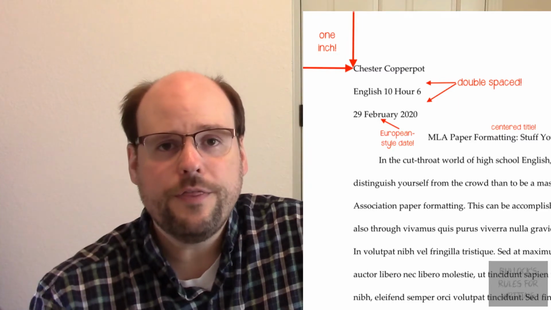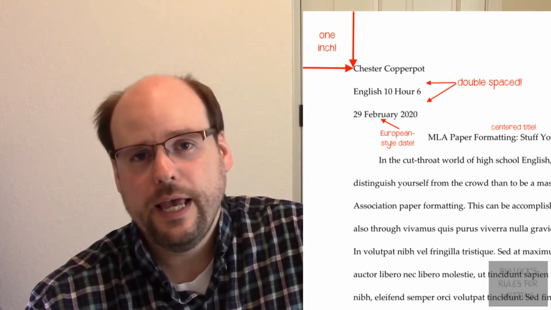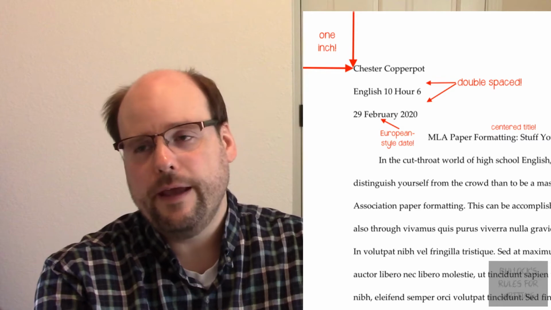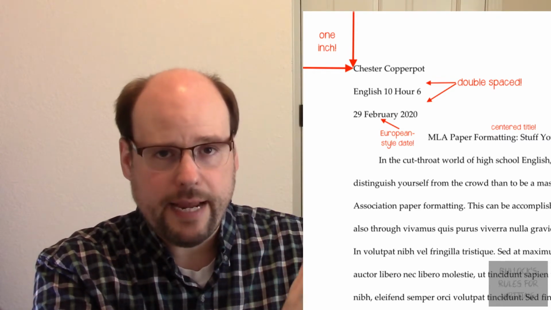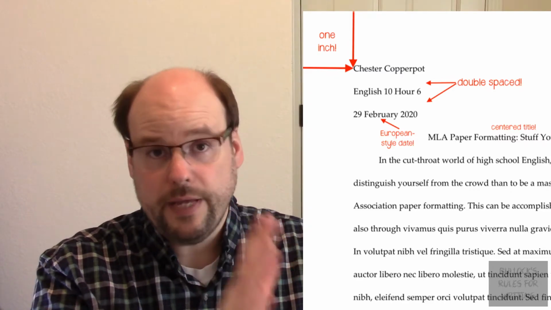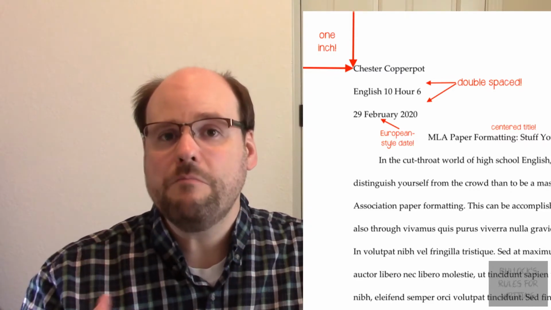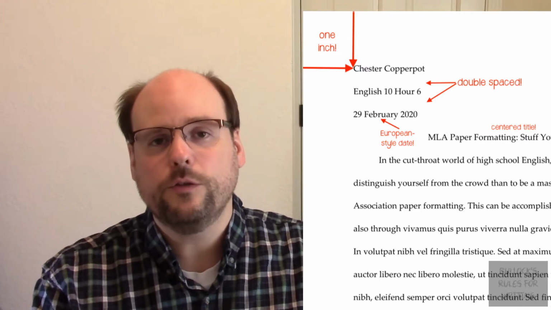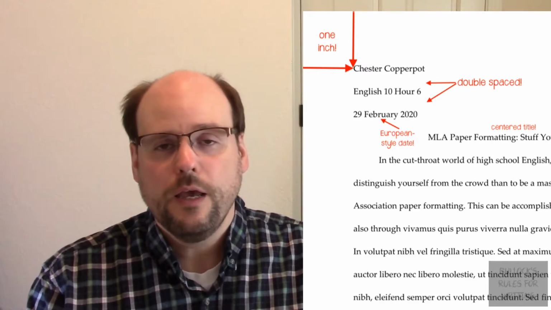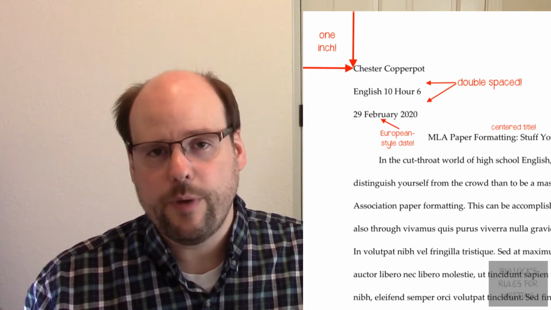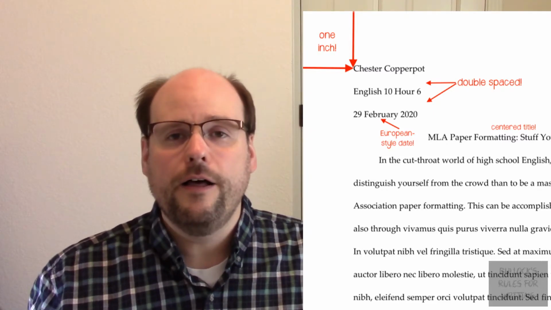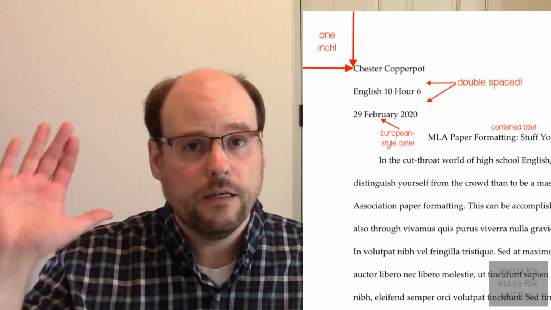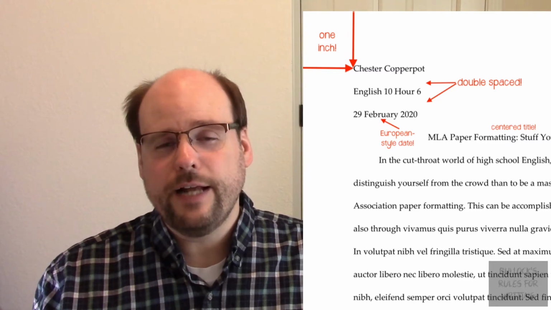But then directly under that is going to be the class and the hour. For me personally, if you don't write English 10 second hour and just put second hour or hour 2, I'm okay with that. The English 10 is a little bit helpful if I'm trying to distinguish it from a stack of papers that came in the same day from one of my other classes. And then finally, the last line of your header, and again, top left, the last line of that should be the date.